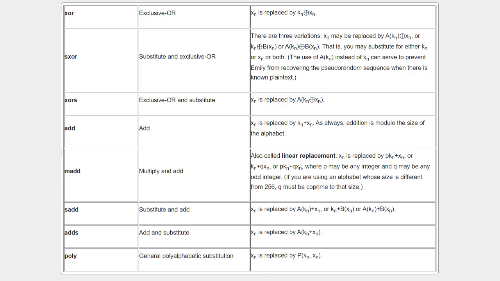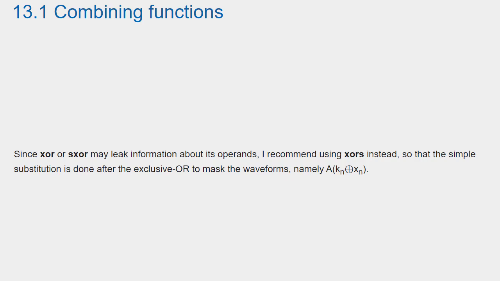Here are the analogous methods, with x_n being the nth unit of the message, k_n being the nth unit of the key, A and B being simple substitutions, and P being a general polyalphabetic substitution. The substitutions A, B, and P should be mixed using keys, not fixed or built in. Since XOR or SXOR may leak information about its operands, I recommend using X or S instead, so that the simple substitution is done after the exclusive OR to mask the waveforms, namely A(k_n XOR x_n).